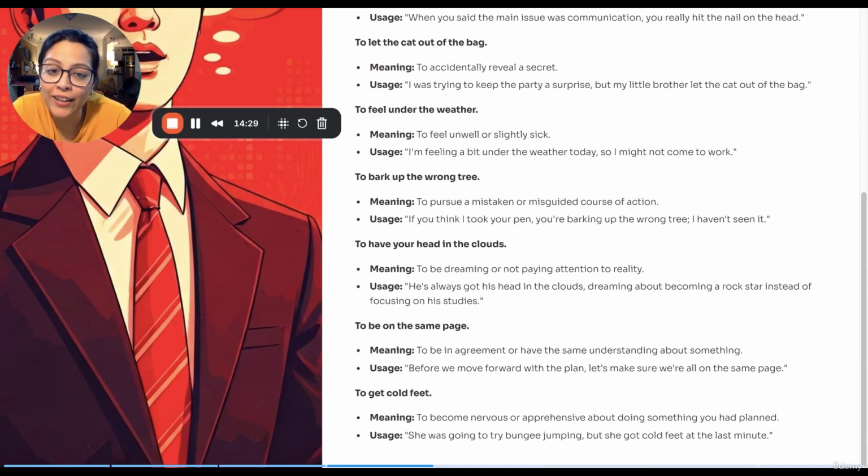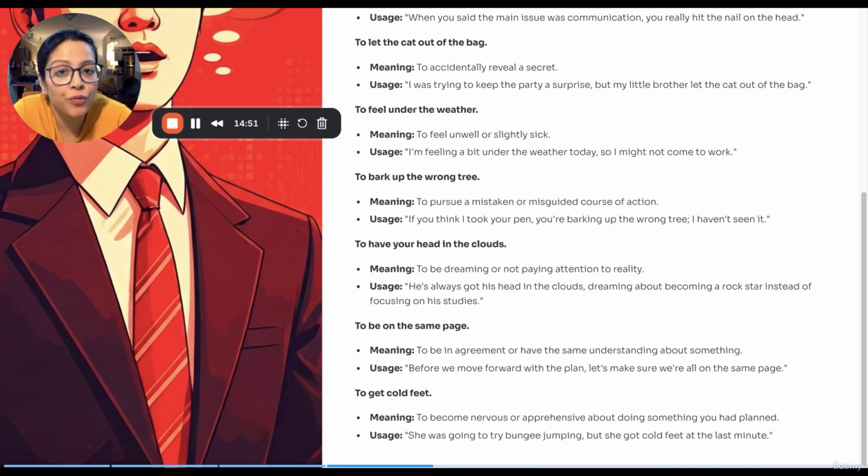To have your head in the clouds means to be dreaming or not paying attention to reality. Basically, to be delusional. He has always got his head in the clouds, dreaming about becoming a rock star instead of focusing on his studies. Basically, to daydream or think about big stuff without taking any actions.